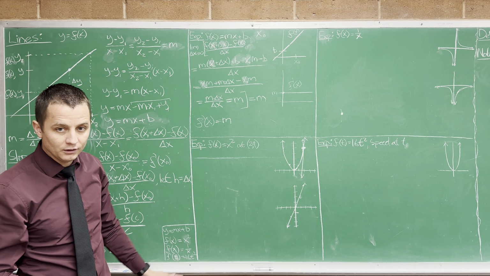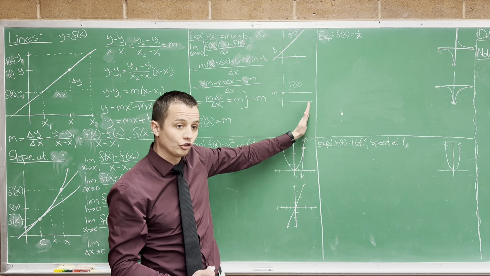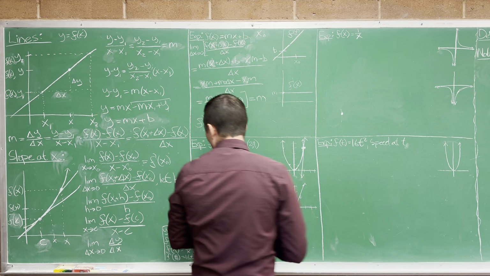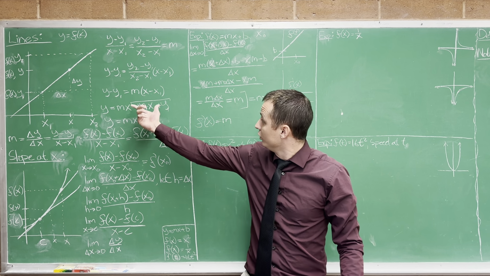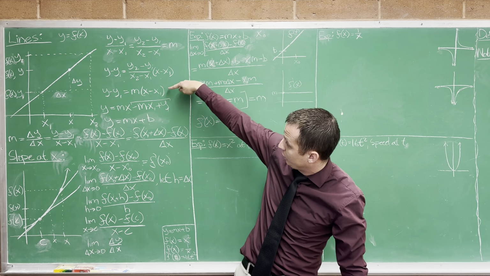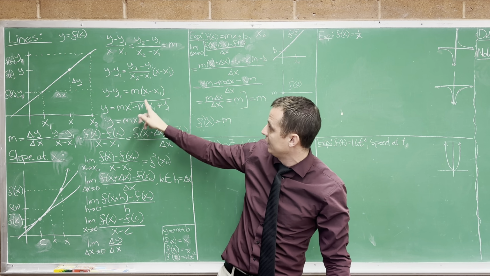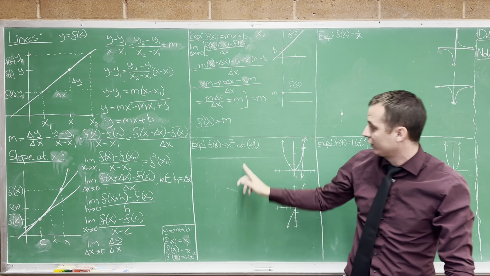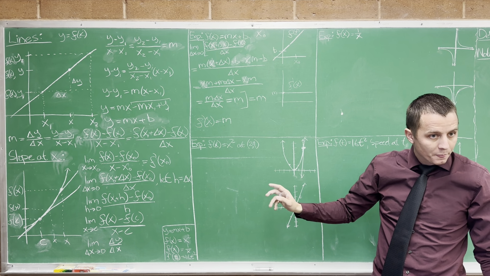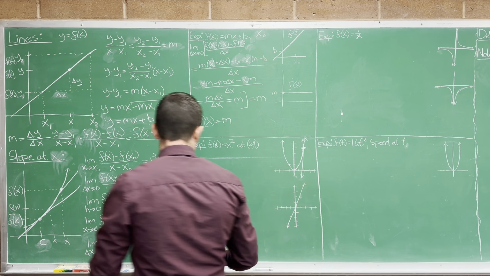With me? Now, the tangent line, we need the slope. Once we have the slope, then, looking at our equation of a line, we'll use this equation to get the equation of the line. This is the equation of a line with a slope m, and that goes through the point x1, y1, or in our case, 2, 4. So we need to find the slope first.